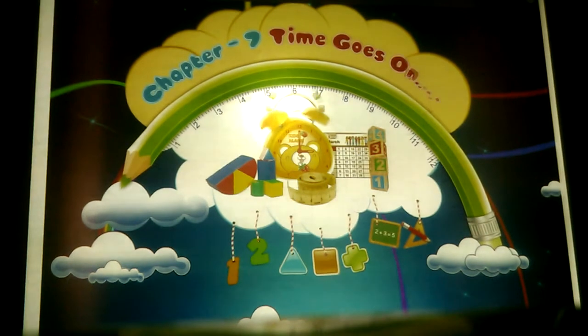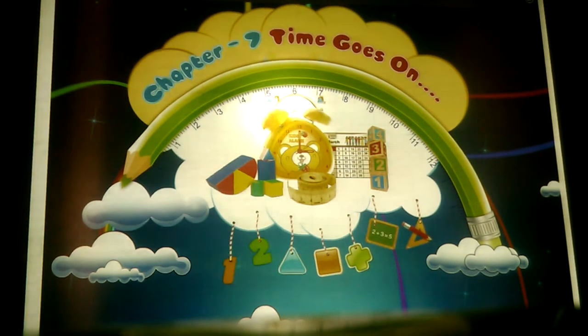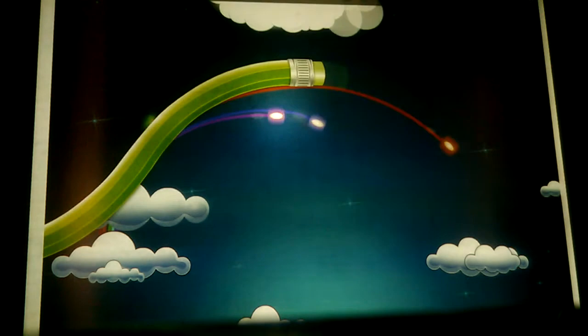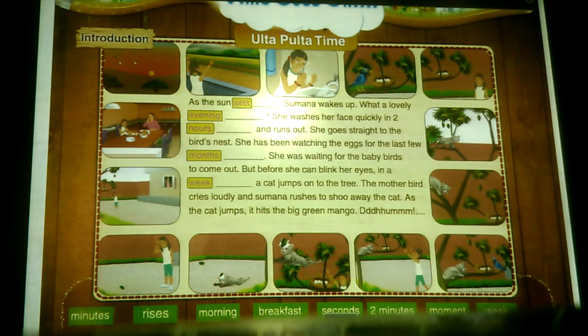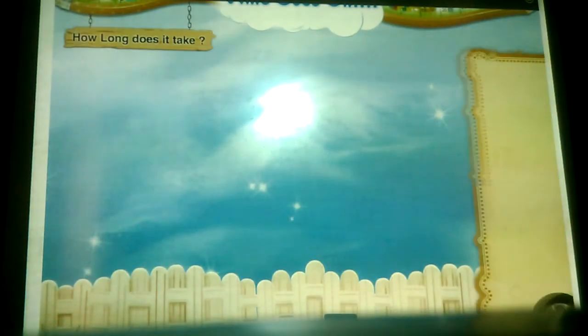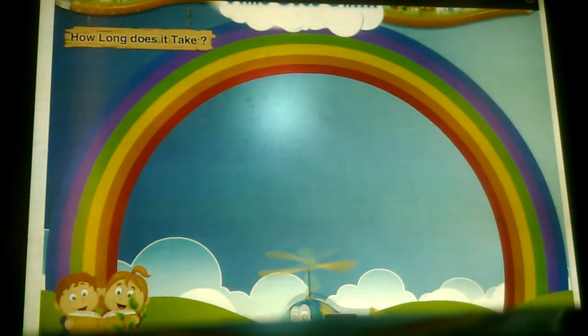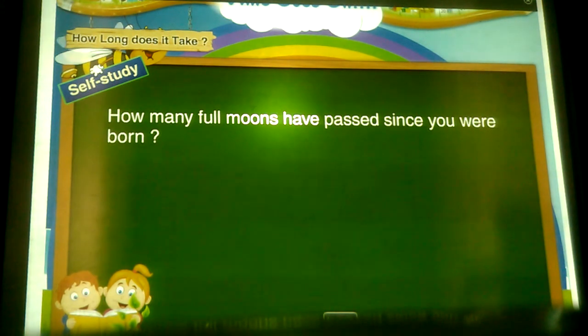Chapter 7. Time goes on. Introduction. Ulta Pulta Time. This is a story with topsy-turvy. How many full moons have passed since you were born?